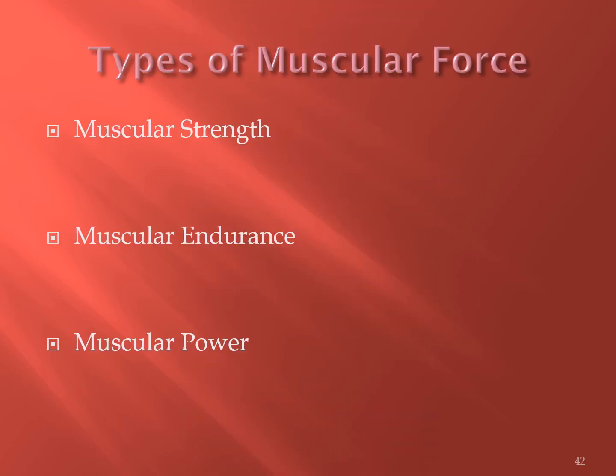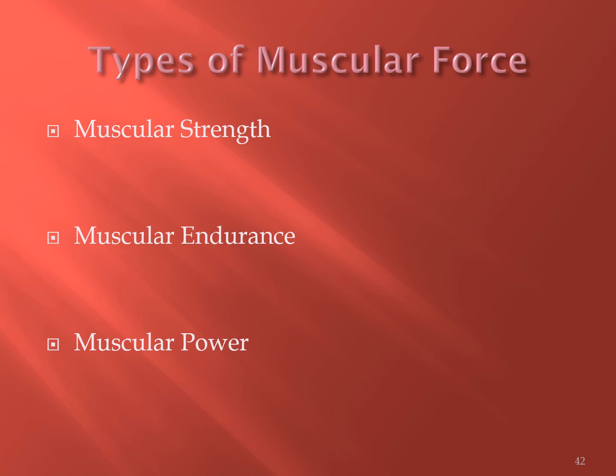Okay. So in terms of types of muscular force, we have a couple different terms that we want to discuss. So muscle strength has to do with the greatest amount of tension or the greatest amount of force that you can produce at any given time, whereas muscular endurance has to do with being able to move a submaximal intensity multiple times.